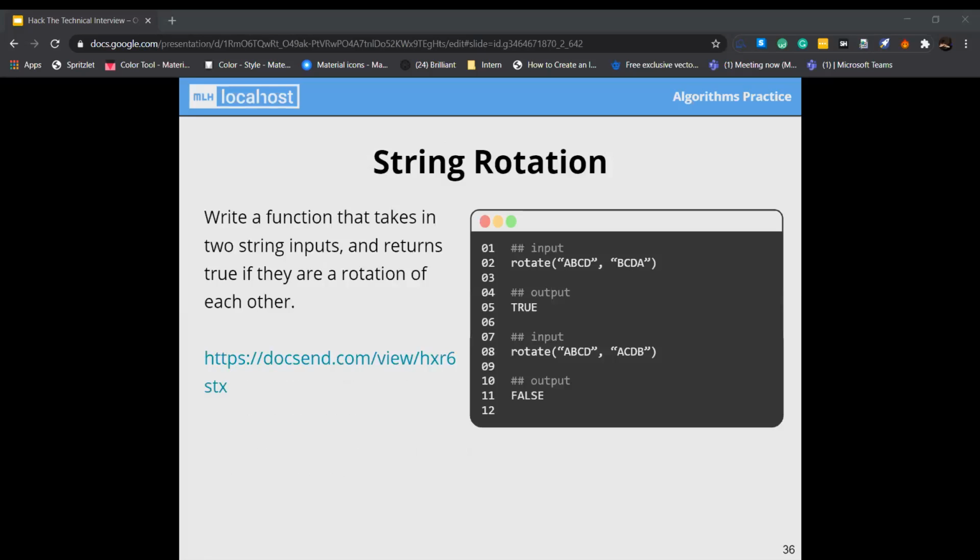The first question was about string rotation. Write a function that takes in two string inputs and returns true if they are a rotation of each other. By rotation, you mean moving the characters of the string in a cyclic order. It's not about randomly jumbling it, it's about moving it in a cyclic order. So ABCD and BCDA are cyclic strings, but if you put BACD, it is not a cyclic string. Am I right? Yeah, that's how it is.